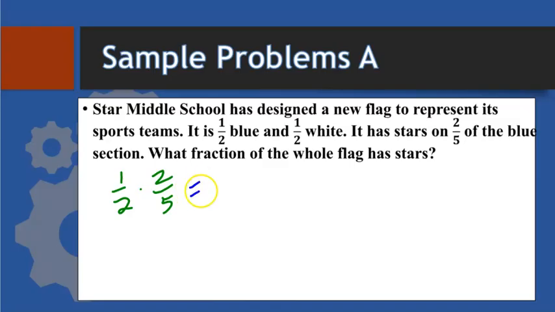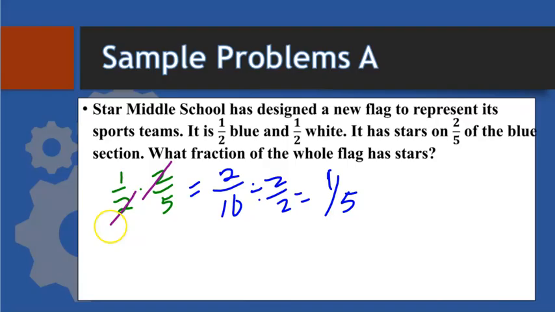Here, if you multiply straight across, you can get 2/10, but I can reduce that by 2/2, and you get 1/5. So 1/5 of the flag has stars. Now you could have also reduced it by dividing 2 diagonal out of the numerator and denominator, and then multiply it across and got 1 times 1 is 1, 1 times 5 is 5, and still got 1/5.